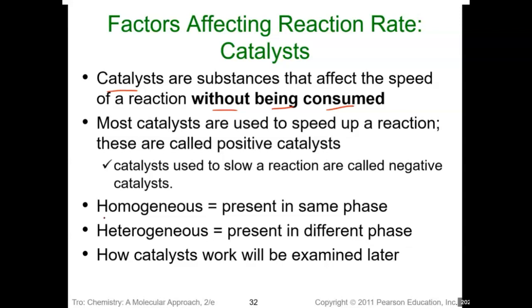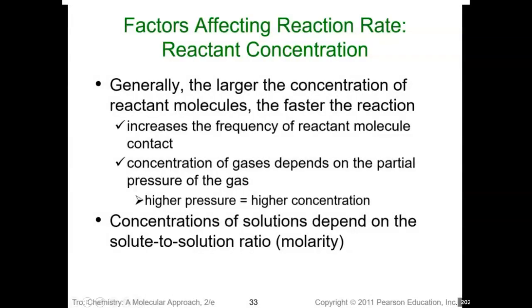So there's different types of catalysts. We have homogeneous catalysts. It means the same phase, like a gas reacting with a gas. That would be a homogeneous. Heterogeneous is a different phase, like a gas and a solid. That would be a heterogeneous, different phases. And we're going to talk a lot about how these catalysts work later.